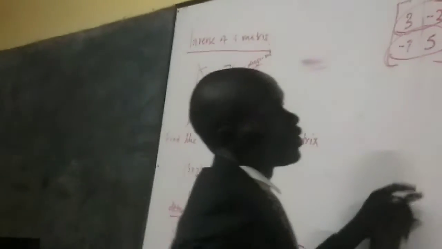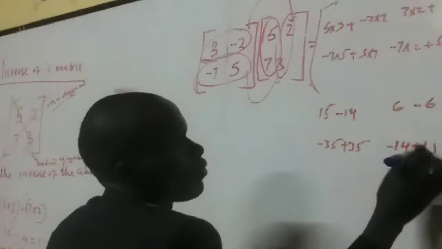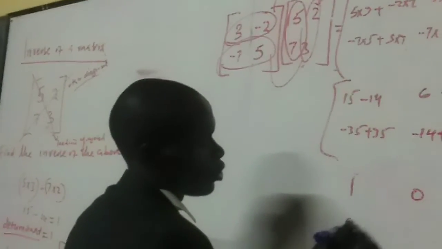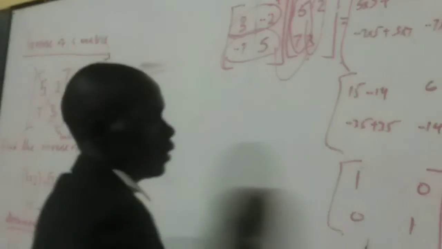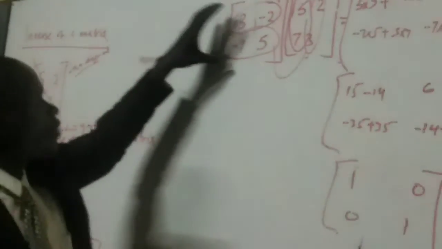And what does that one give us? That is 15 minus 14, and that is 6 minus 6. This is -35 plus 35, and that is -14 plus 15. And what does that one give us? That one gives us 1, 0, 0, 1. And this is the identity matrix. Therefore, if a matrix is multiplied by its inverse, then it will give us the identity matrix. So when you multiply a matrix by its inverse, it should give you the identity matrix.